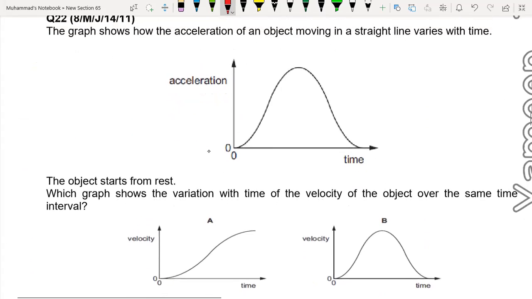The graph shows how the acceleration of an object moving in a straight line varies with time. The object starts from rest.